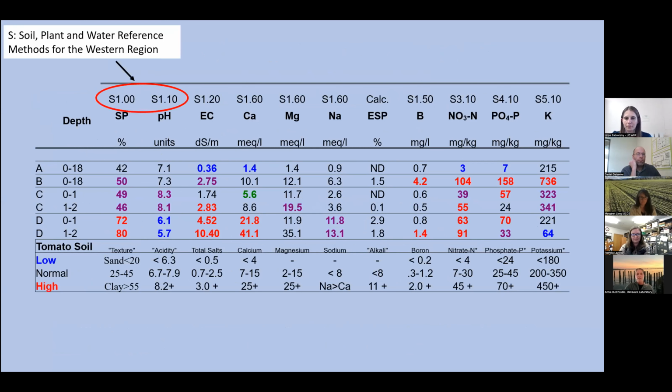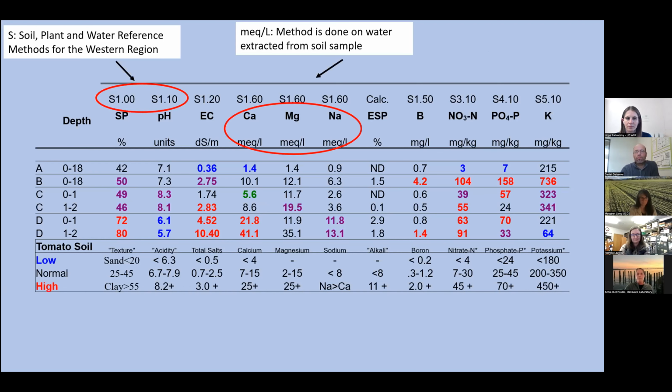I was speaking about methods. All labs should, when you get your results, have very clearly defined methods. So in our case, the methods are along that top row, and it's from the soil, plant, water. I can't read it because there's a Zoom bar above it, but the methods for the Western region. So if you're looking at what methods the lab offers, every lab should have that on their report.